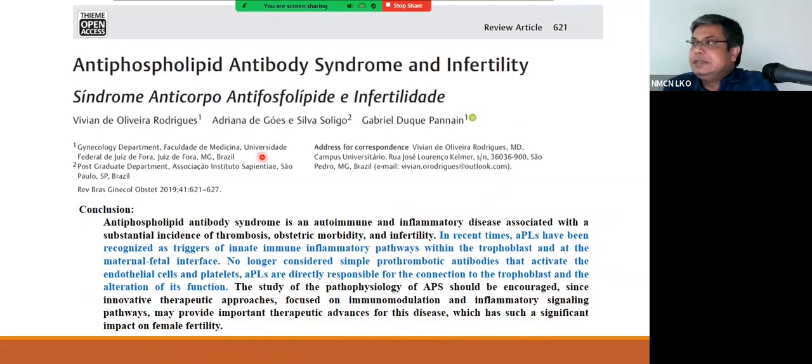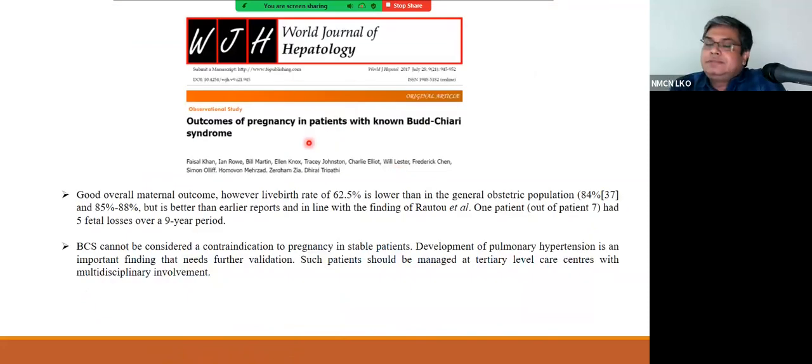Age is again an independent, well-known established factor in pregnancy outcome. As far as CLD is concerned in general, over the years the maternal outcome in patients with BCS has improved with recanalization therapies. However, live birth rate still remains lower and work needs to be done. In BCS or stable CLD, if BCS is treated and the patient is stable, it is not a contraindication of pregnancy. Development of pulmonary hypertension is an important finding that needs further validation in these patients.